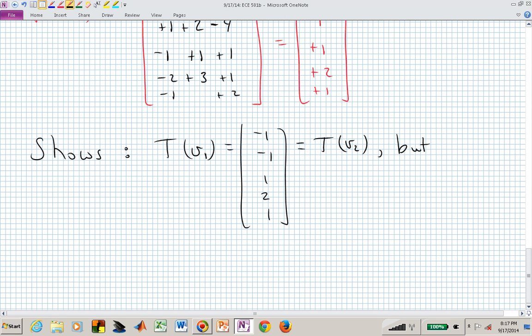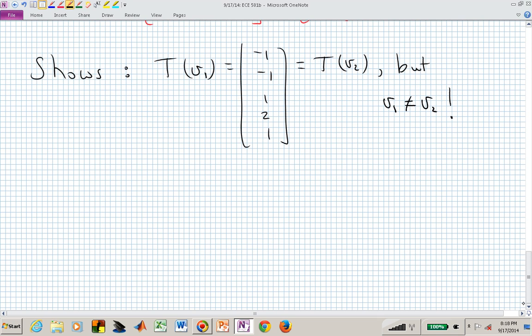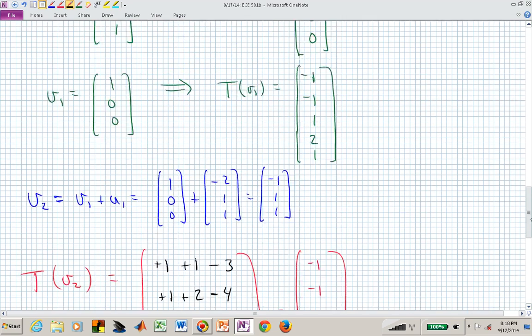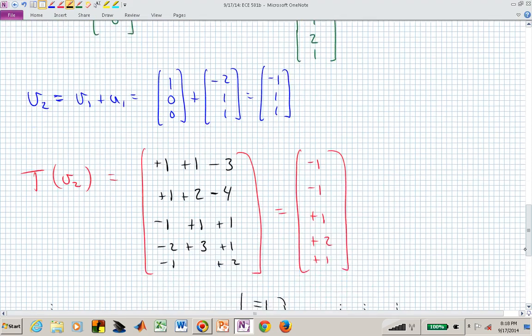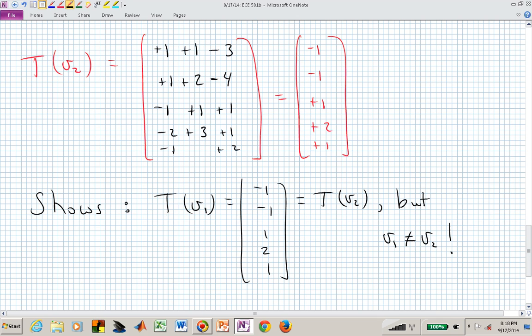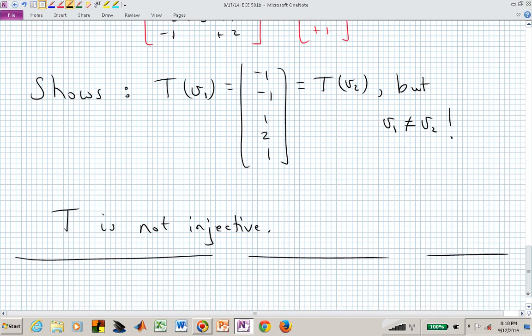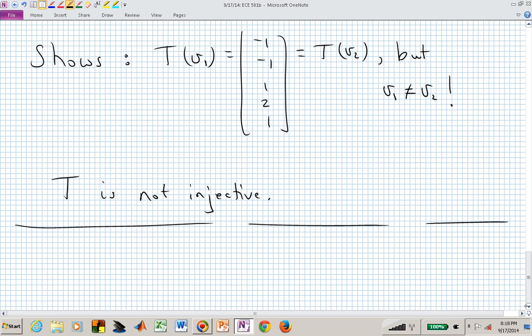The fact that T of V1 equals T of V2 does not, in this case, imply that V1 was equal to V sub 2, and it needs to. V1 would have to equal V2 if T was indeed injective. In this case, then, T is not an injective linear map. That's an example of where you can just add a vector that's in the null space to any other arbitrary vector and show that the result will give you the same point in the codomain but will not have the vectors in the domain equal to each other.